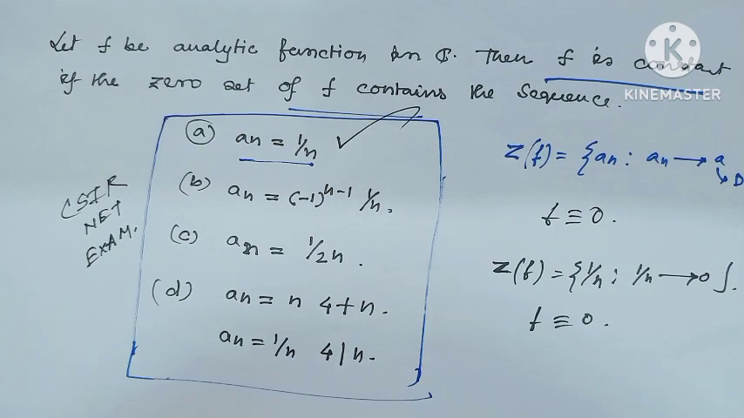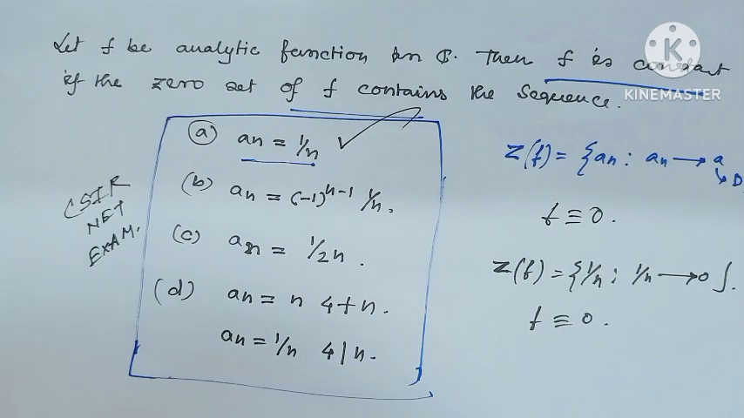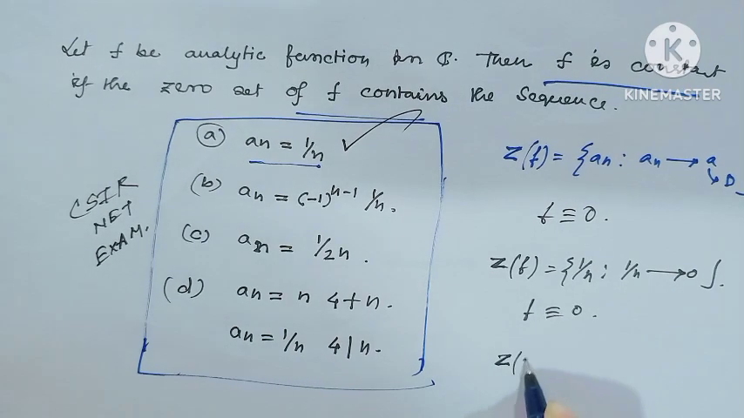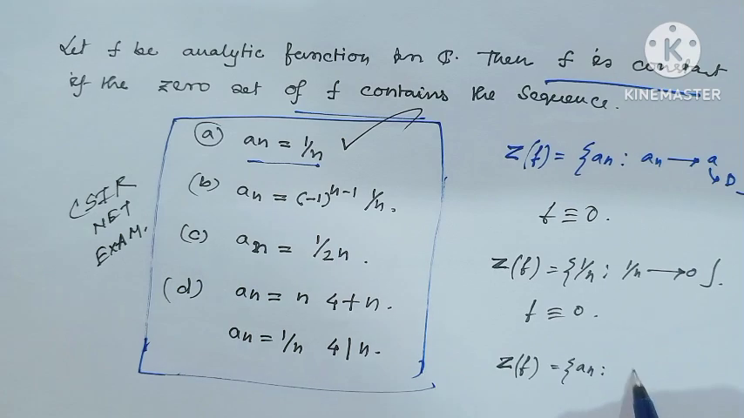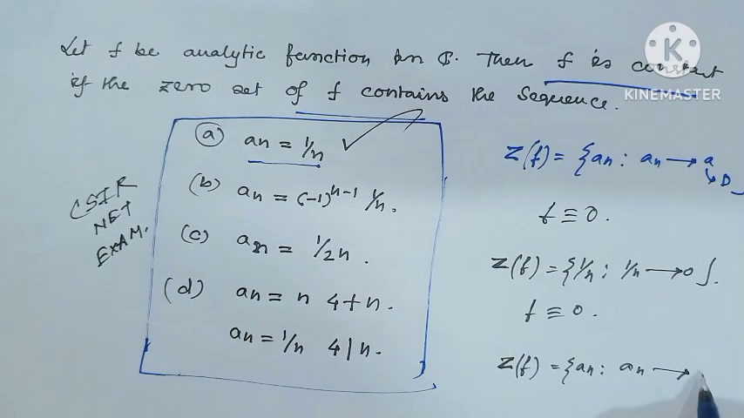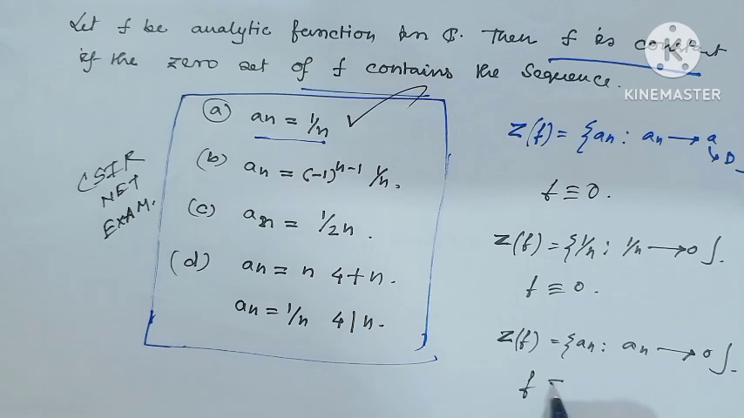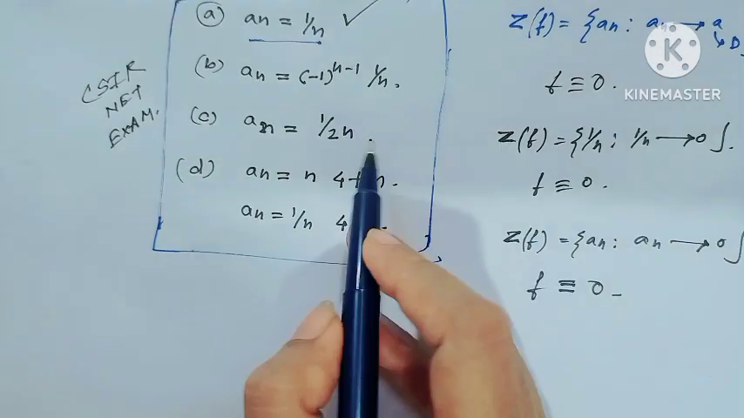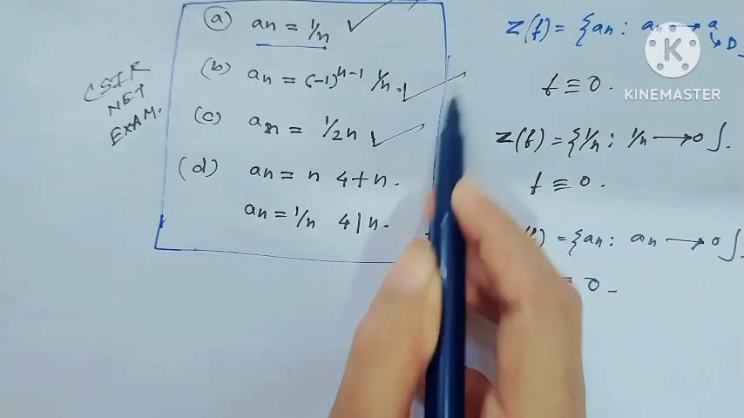Option 2, a_n equal to (-1) to the power n-1 over n. Here also Z(f) contains a sequence a_n such that a_n goes to 0. So by the uniqueness theorem we can tell f is identically equal to 0. Option 3, a_n equal to 1 over 2n. Similarly this goes to 0.